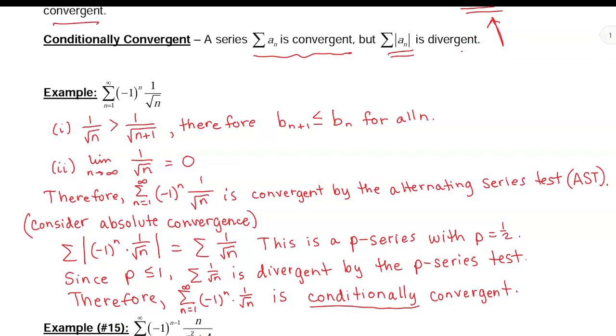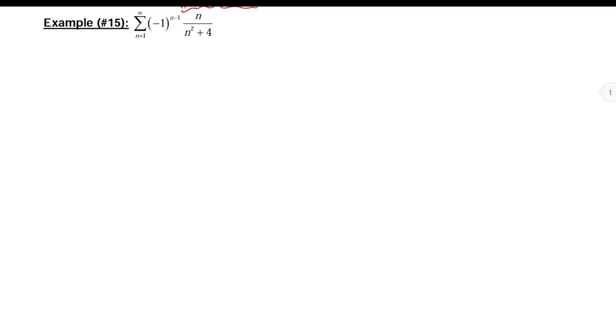The term conditionally convergent means this. Our series is only convergent on the condition that it's alternating, because as you could tell, when we removed the alternating component of the series, it was no longer convergent. Now it was divergent. So that's what is meant by conditionally convergent. This series is convergent only if it is alternating. We will check number 15 to see if it is absolutely convergent.